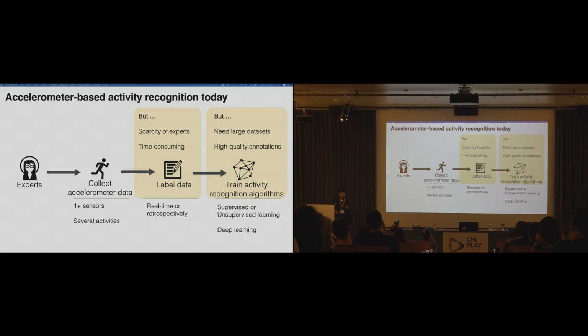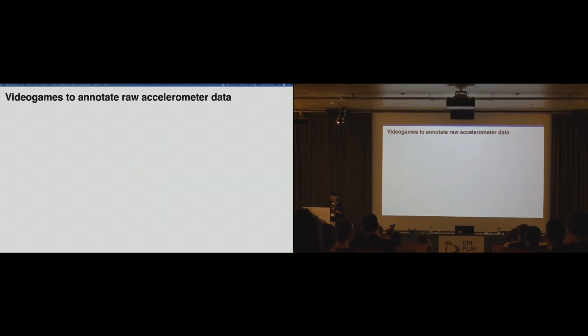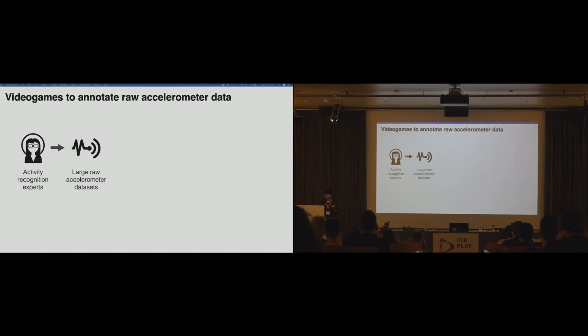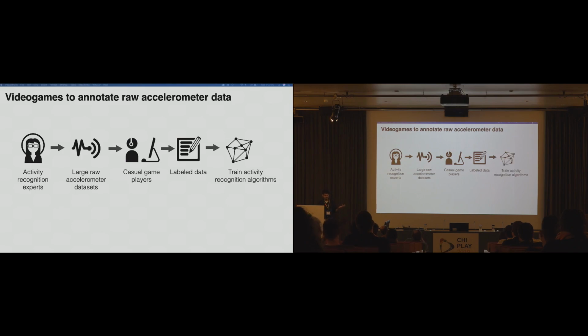Many small research groups don't have sufficient human resources to label these data sets. And honestly, labeling large accelerometer data sets is very time-consuming and a very boring task. So we are interested in a scenario where in the perfect world, domain experts can take their large data sets, send it to casual game players who just by playing the game will label the data, and then this labeled data set can be used to train activity recognition algorithms.